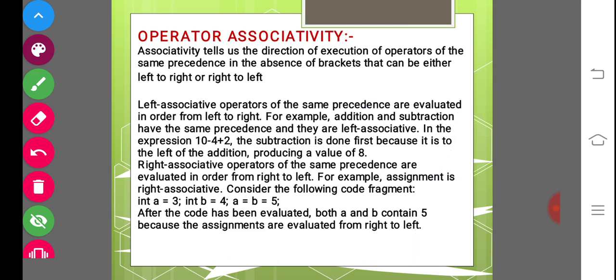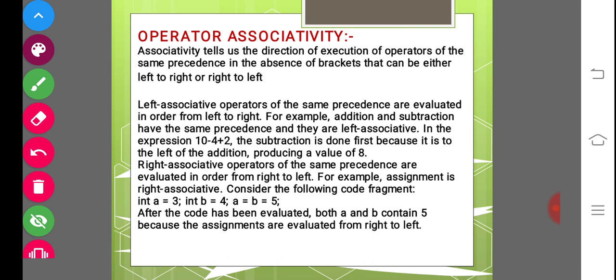Now after this, there are two kinds of associativity: left to right and right to left. The left associative operators of the same precedence are evaluated in order from left to right. For example, addition and subtraction have the same precedence and they are left associative. In the expression 10 minus 4 plus 2, the subtraction is done first.